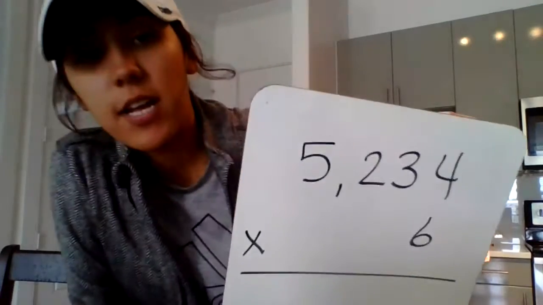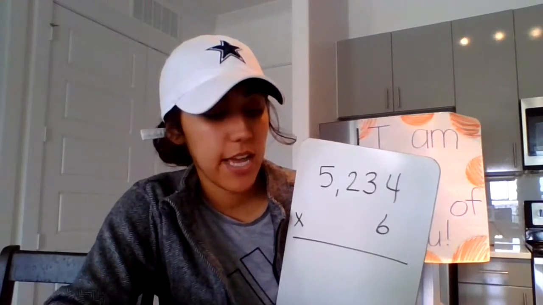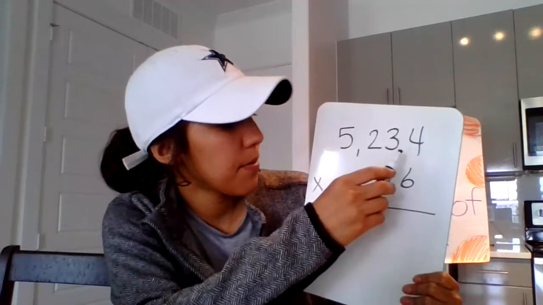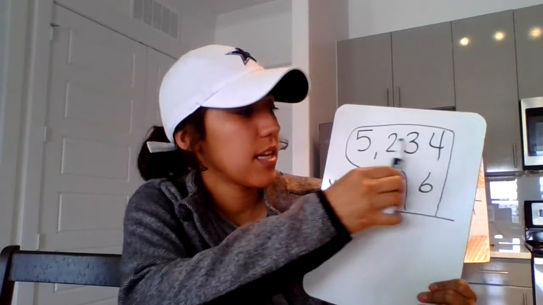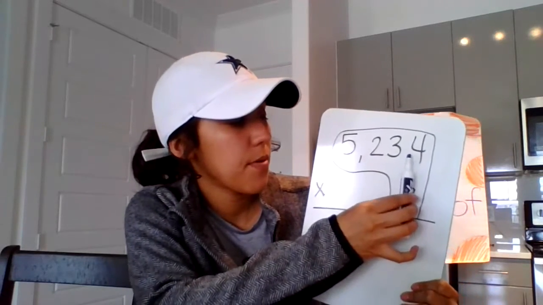So let's go ahead and get started with the first column. They want us to multiply 5,234 times 6. Okay, so the bigger number goes on top, lining up by place value. And the turtle head is going to guide us. We're going to work our way up and on over, okay?